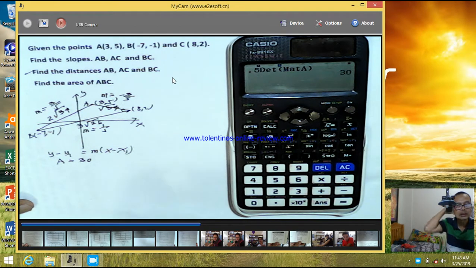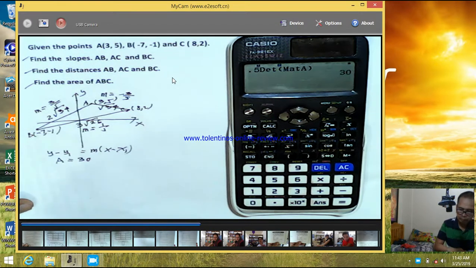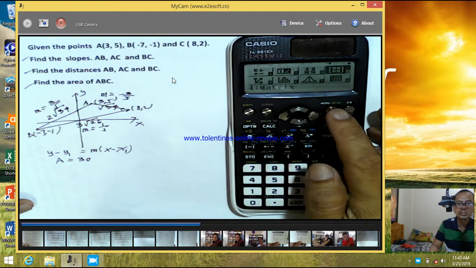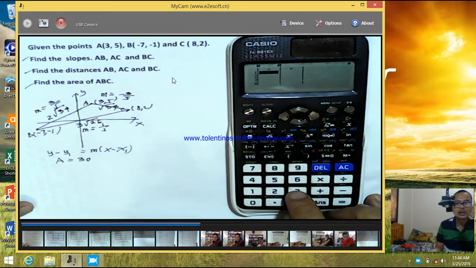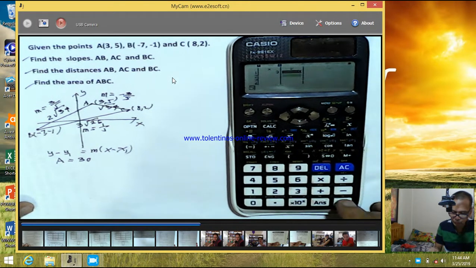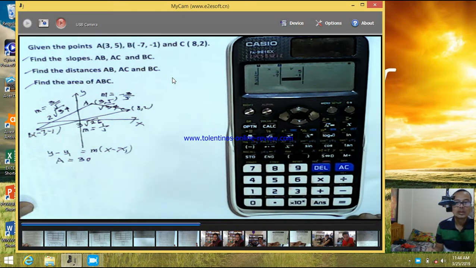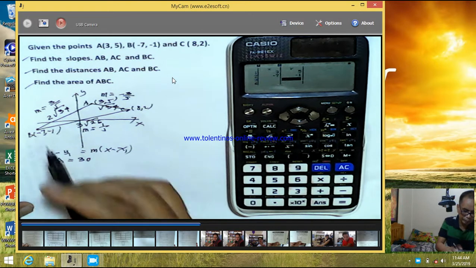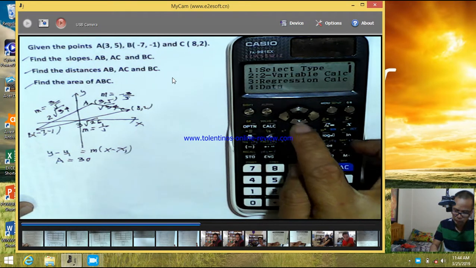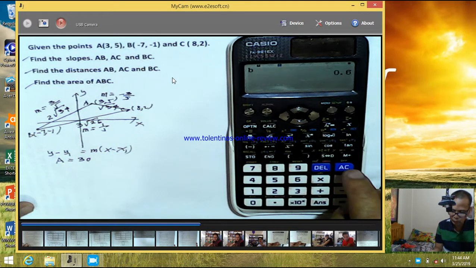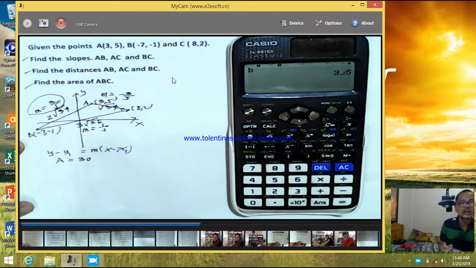Now we have already the distances, slopes, and area. A simpler way to do this is using the stat mode. Look for 6 and then 2. Let us model the points now. That is 3, 5, the first point A, and then negative 7, negative 1. Now here we can determine the slope and the equation. For the slope, options, look for regression 2. This is the slope 3/5 for AB. So this verifies the slope there.